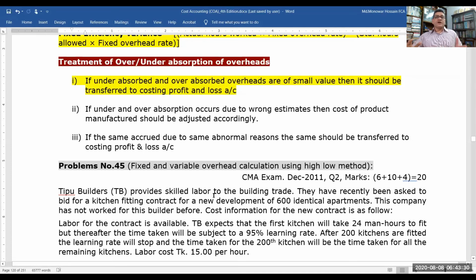If under or over absorption occurs due to wrong estimation, then the cost of production should be adjusted accordingly. Okay, if the same has accrued due to abnormal reasons, it should be transferred to the costing profit and loss account. So this is the treatment of over or under absorption of overhead.